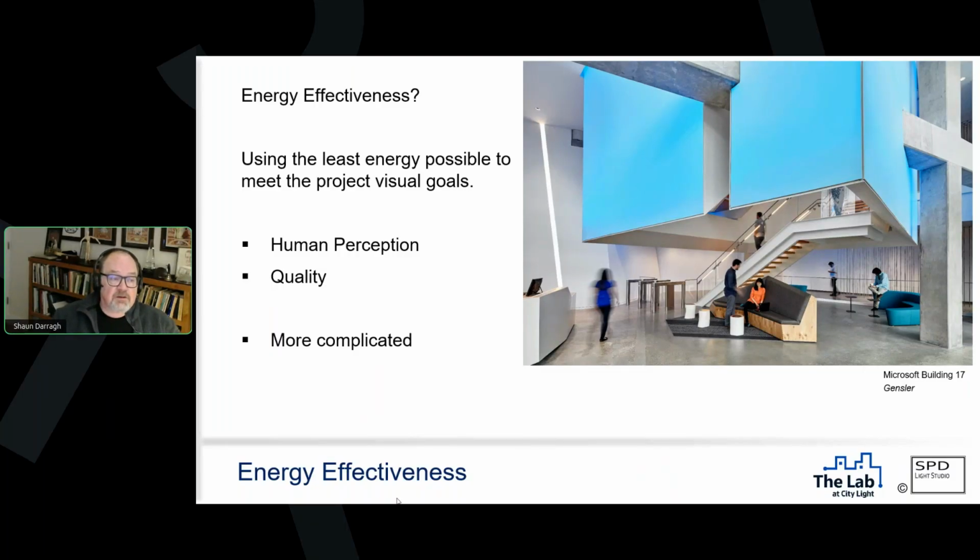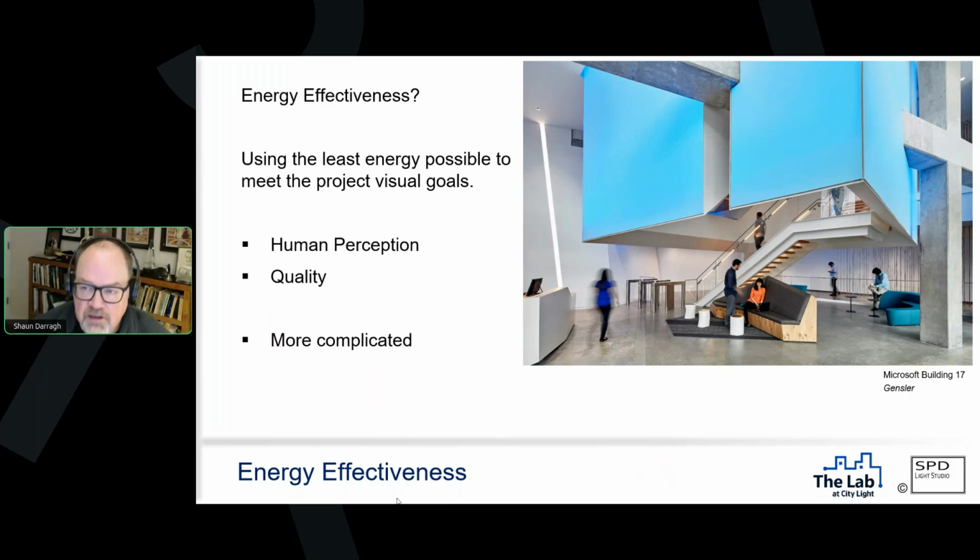We're creating buildings that people live, work, and play in 8, 10, 12 hours a day. It behooves us to be more interested in their experience than in strictly following a strict energy efficiency guideline. And we'll see some examples as we go through on that.